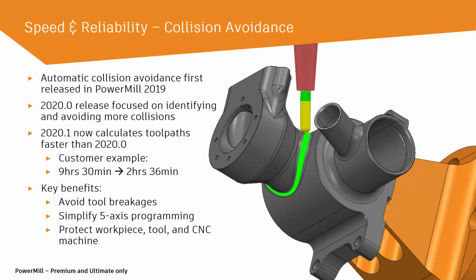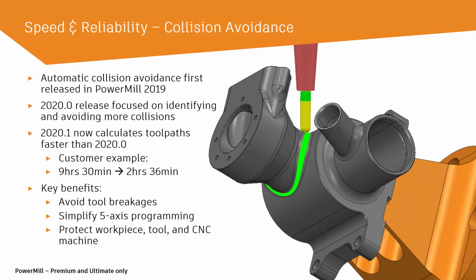Now, the release of Powermill 2020.0 saw significant improvements in terms of reliability. So we found more collisions, we identified them and we avoided them safely, whereas in the 2019 release, maybe we found the collision and just simply removed it. So the toolpath was safe, but incomplete.